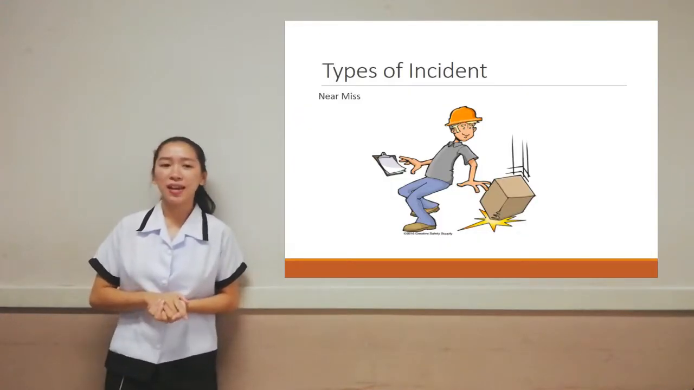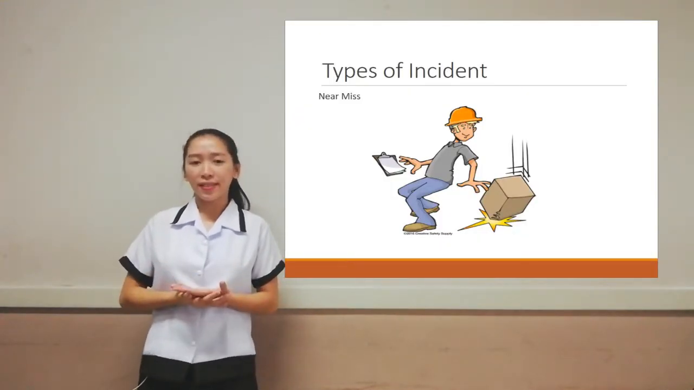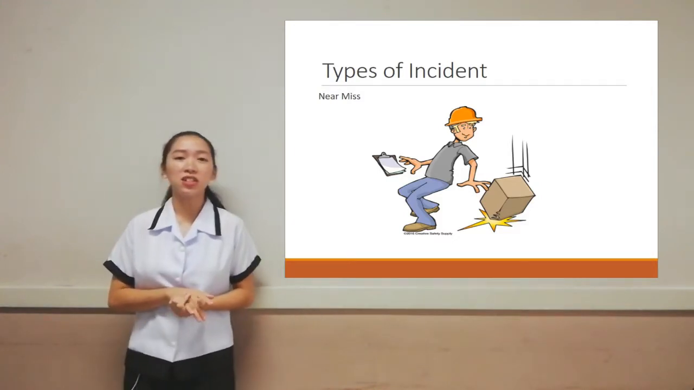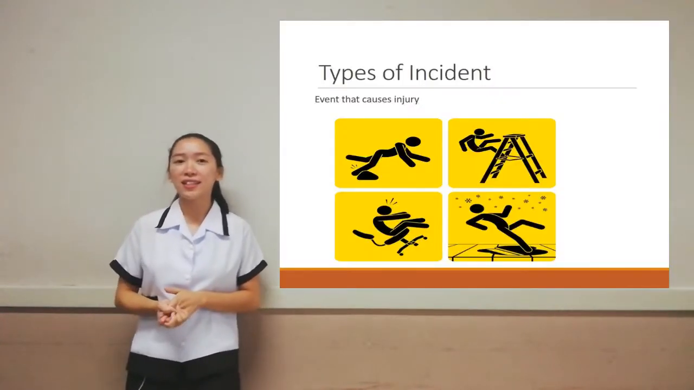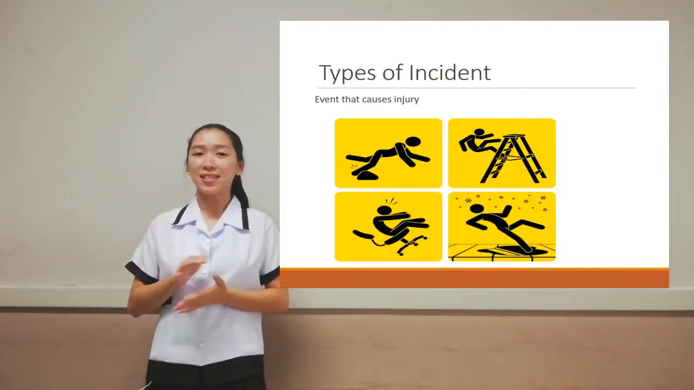Incidents have two types. Number one is the near miss. A near miss is an unplanned event that did not result in injury, illness, or damage, but has the potential to do so. The next is an event that causes injury, or simply an accident. It involves personal injury to an employee, loss of production, or property damage. In an accident, something goes wrong and a person is hurt, equipment is broken, and the workplace is interrupted.